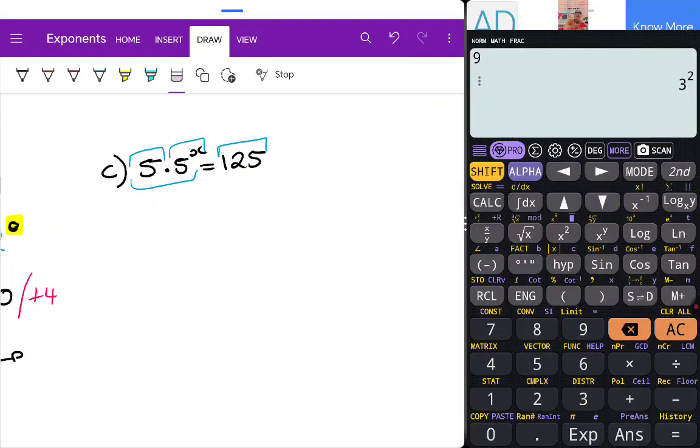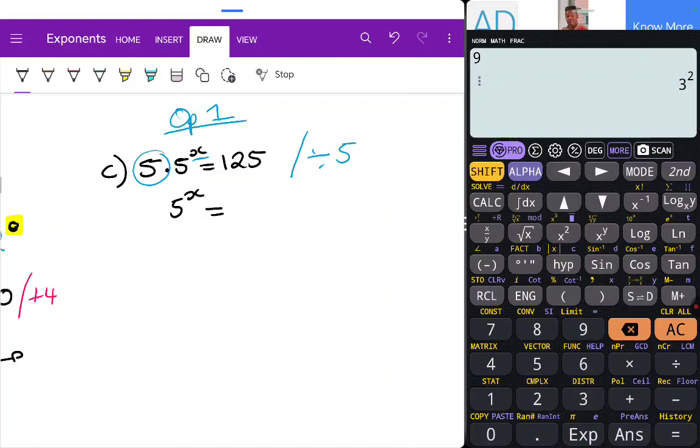So what we can do, option number 1, is we can first get rid of this 5. Why? Because we want x alone. So in option 1, we can say, okay, let's divide by 5 on both sides. That means that 5^x is equal to 125 divided by 5, which is going to give us 25.